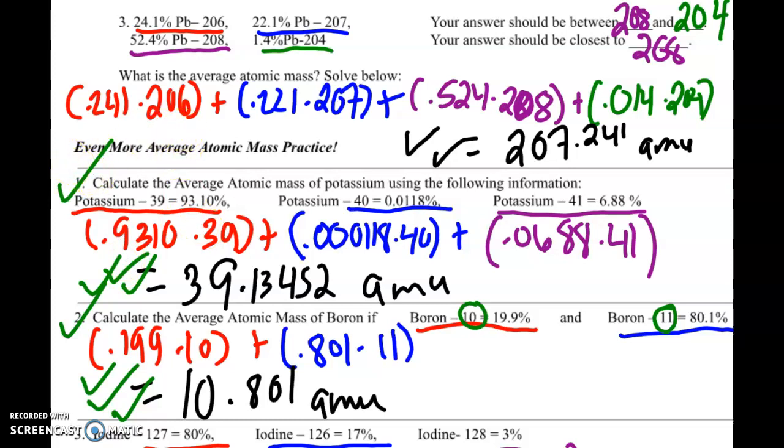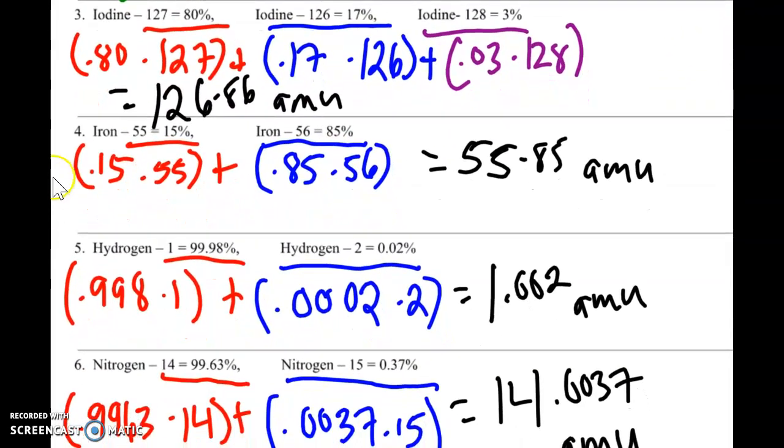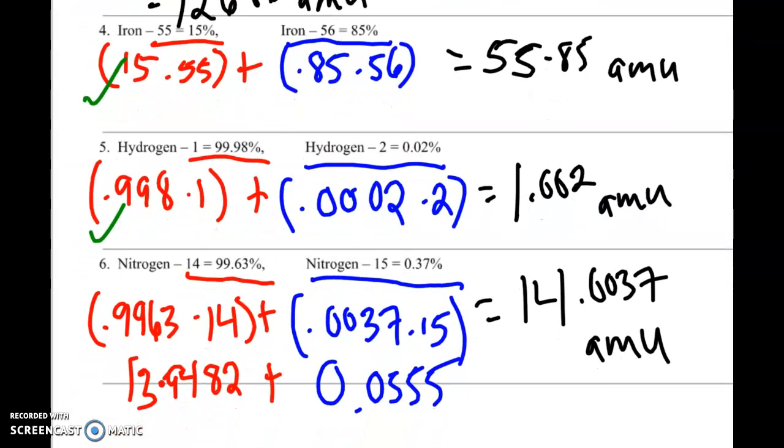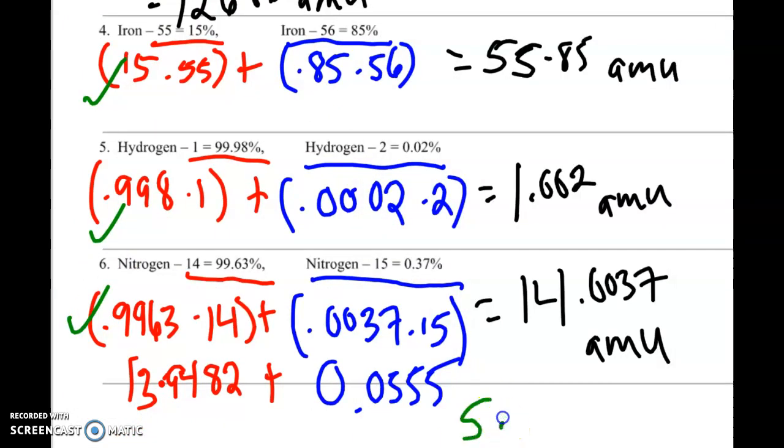So I'm not going to go through all 3 checks on the next ones. That's what you should be doing though. For the sake of time, let's just go through and look at our final answers. Number 3, iodine, should be 126.86. Number 4, iron, 55.85. Number 5, hydrogen, 1.002. And number 6, nitrogen, 14.0037.